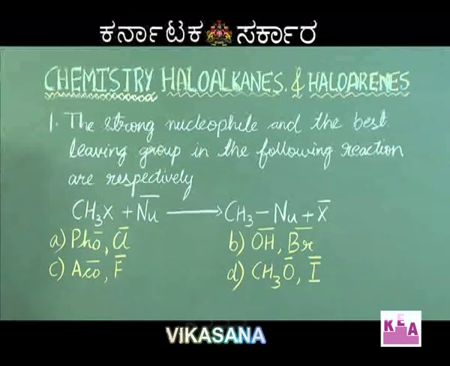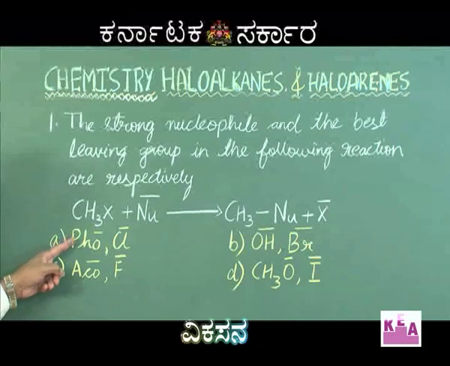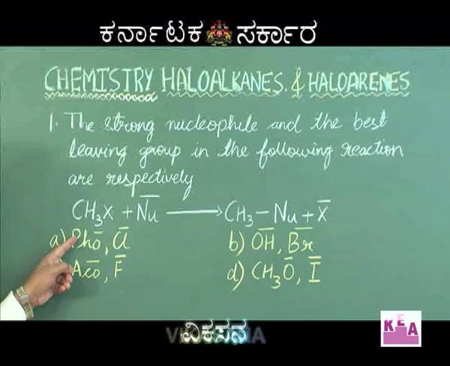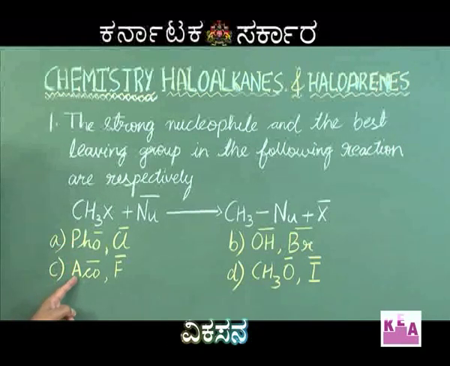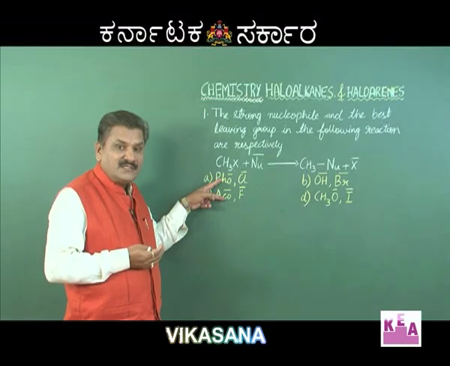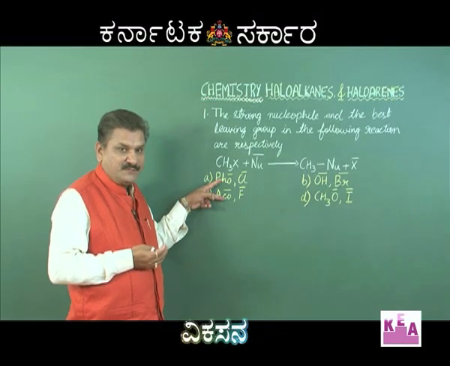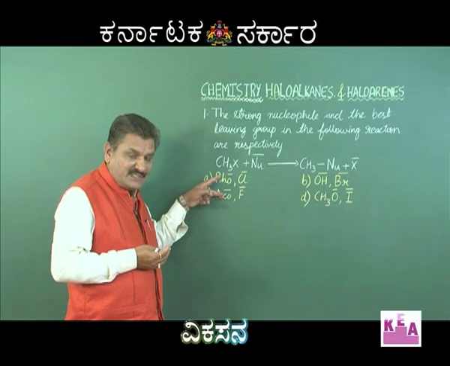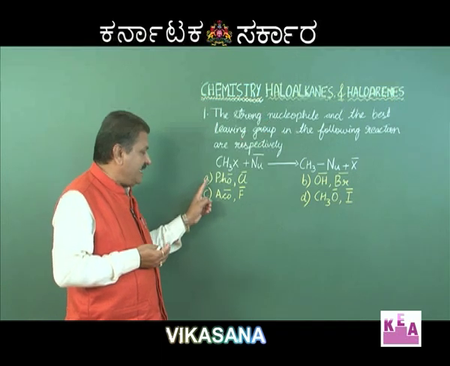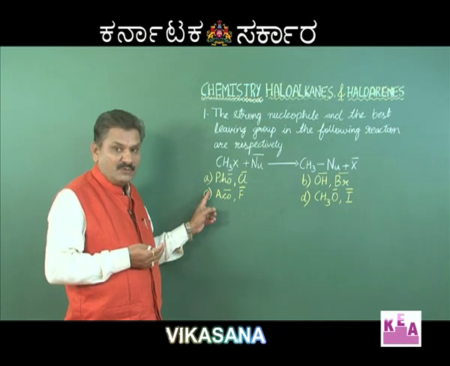Look at the options given here. Phenoxide ion and acetate ion. In options A and C, we have phenoxide ion and acetate ion. Based on the study of phenols and also the study of carboxylic acids, we know that phenoxide ion and acetate ion are stabilized by resonance. Due to the stability of these ions, they may not be the strong nucleophiles. So, options A and C are ruled out.